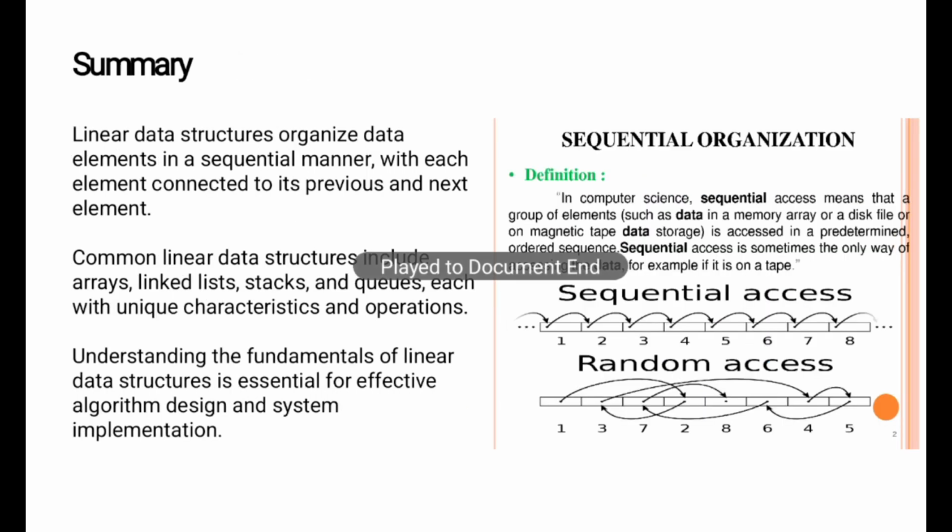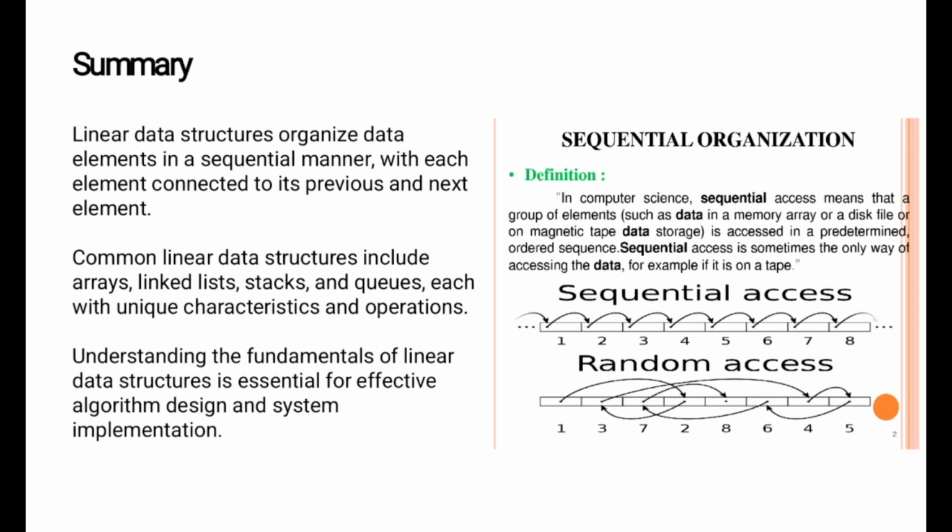Let's come to the summary of the video. Linear data structures organize data elements in a sequential manner with each element connected to its previous and next element. Common linear data structures include arrays, linked lists, stacks, and queues, each with unique characteristics and operations. Here, operations means push, pop, insertion, deletion, enqueue, dequeue, traversal, display, etc. Understanding the fundamentals of linear data structures is essential for effective algorithm design and system implementation.